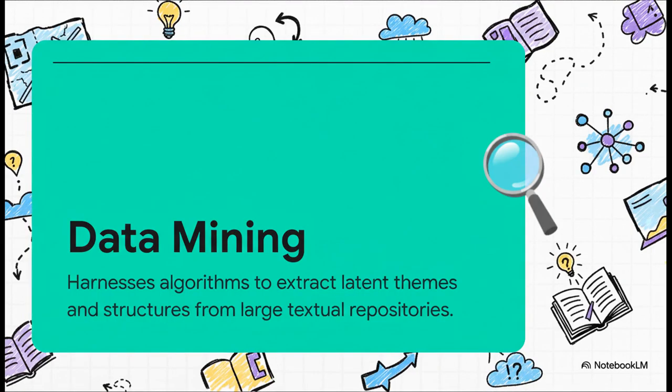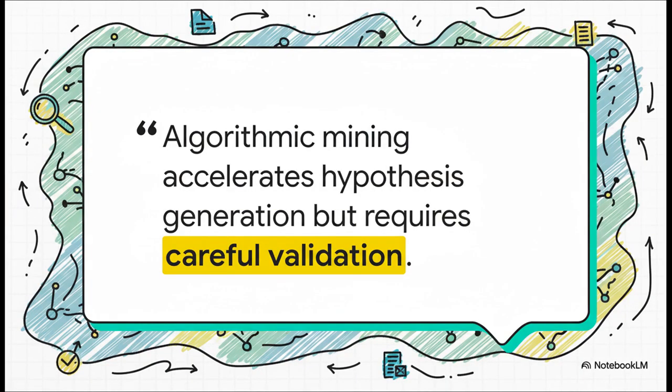All right, next up in the toolkit is data mining. Now, this is where we bring in the heavy machinery. We're talking about algorithms that can churn through thousands or even millions of research articles to find hidden themes and connections, stuff that no single human could ever hope to spot. This is trend detection on a massive industrial scale. And like any super powerful tool, you've got to use it wisely.